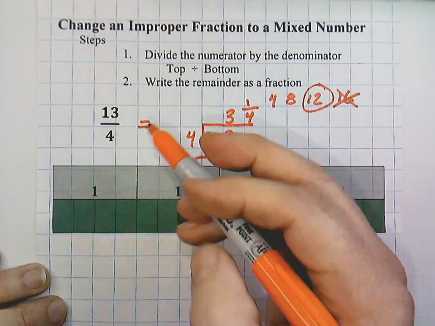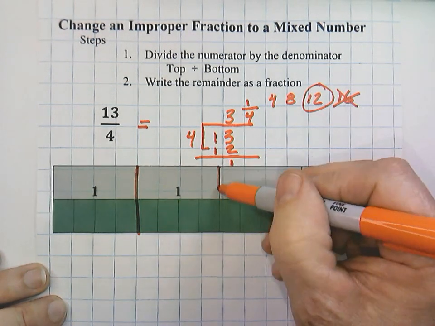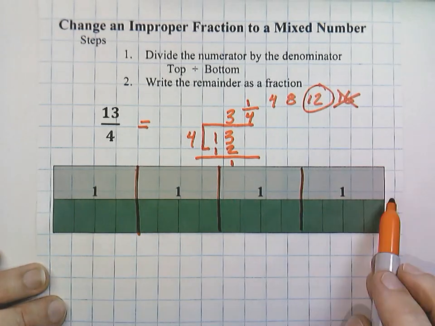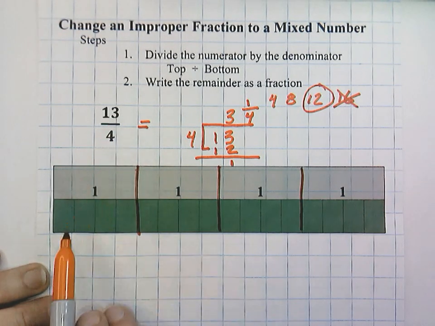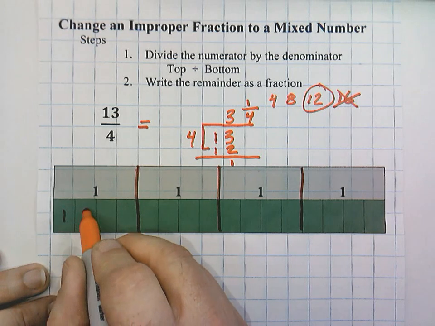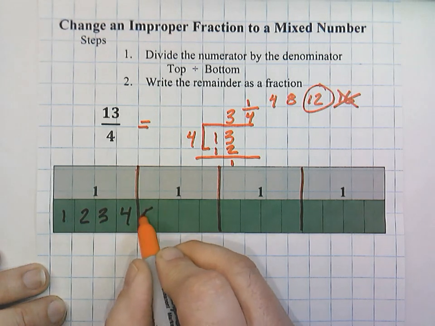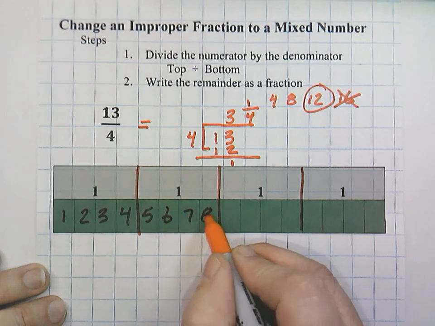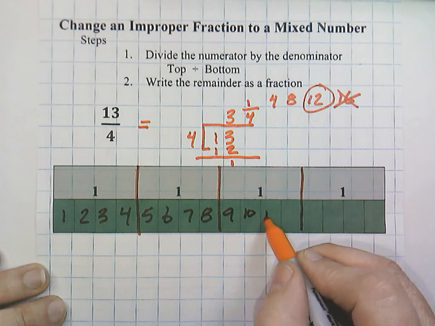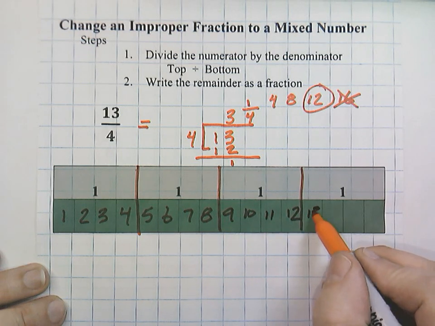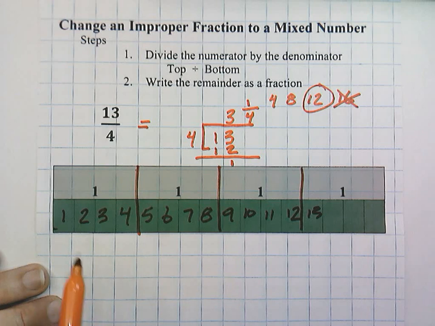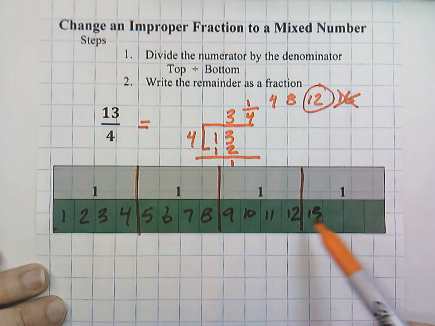Here you can see that we have 4 ones. And if we wanted to show 13/4, that would be our green. 1, 2, 3, 4, 5, 6, 7, 8, 9, 10, 11, 12, and 13. So that would explain our 13/4.